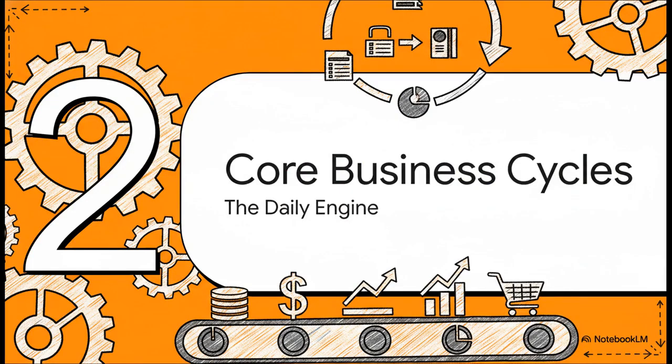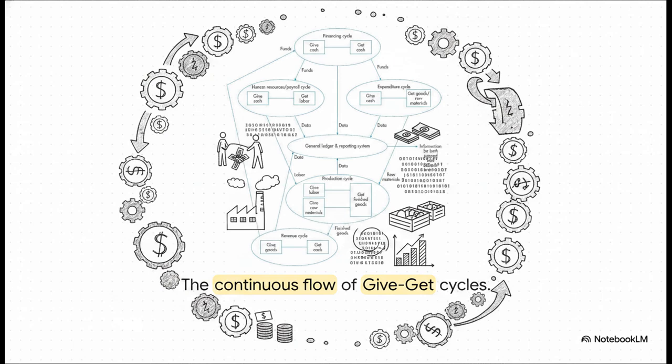Moving right along to Section 2, the core business cycles. We're transitioning now from abstract information theory to the tangible, daily operations that form the actual engine of a business. At its absolute core, business is basically a continuous flow of give-get transactions between different entities. To see how these main cycles interact, let's just trace a single product, say a brand new smartphone, through this ecosystem. It starts with the financing cycle.